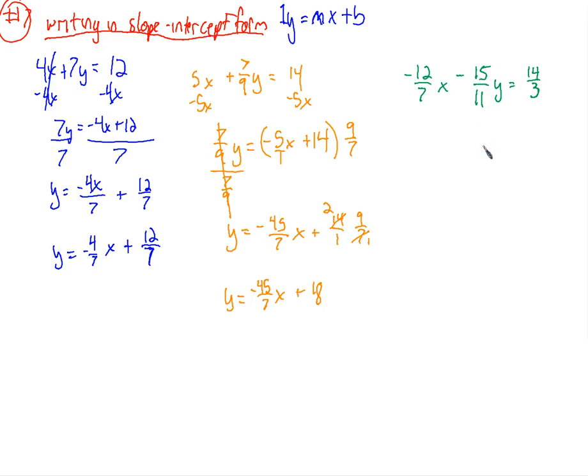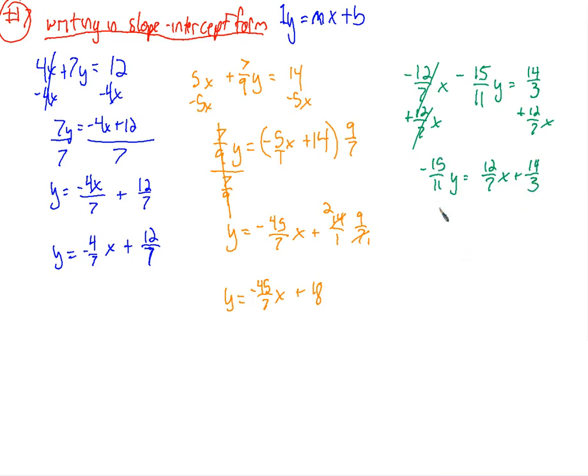So we're going to get y by itself. Let's take it one step at a time. What can we do to cancel this out? We can add 12/7 x. This is a negative 12/7 x. You add 12/7 x to that, and you must get 0. So add 12/7 x to this side.